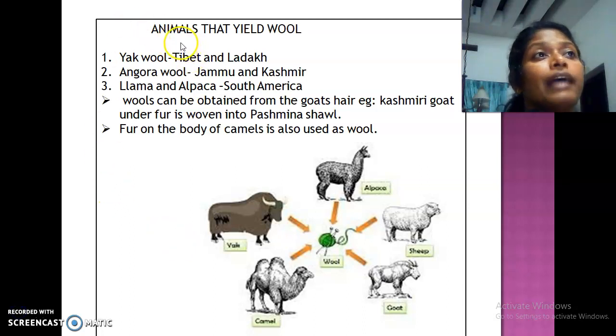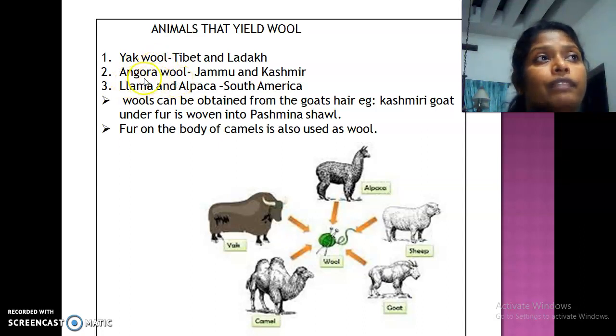Now we have the animals that yield wool. Yak wool: we know that the animal yak is mostly found in the cooler regions. So in Tibet and Ladakh, mostly in the mountainous region, more snowfall will be there. So yak is found in those areas. The wool which we get from the yak is called yak wool.